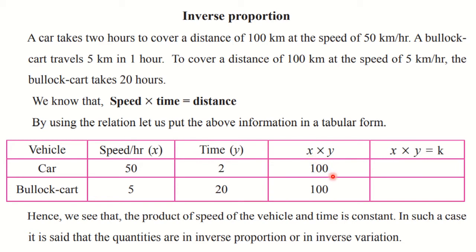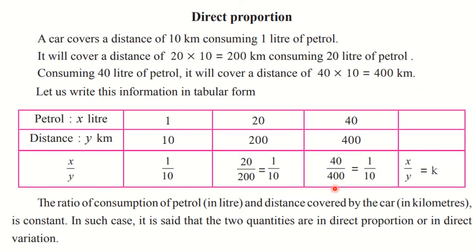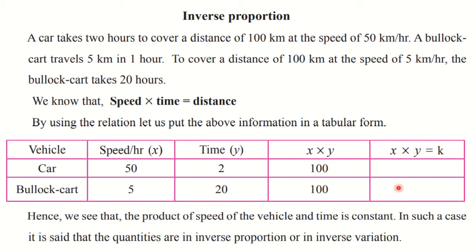So in this case the product remains the same. In case of direct variation, the ratio remains the same, and in case of inverse variation or inverse proportion, the product remains the same. That means in case of direct variation, you have seen previously x upon y is equal to k, and in case of inverse variation, x into y is equal to k. So here the product remains the same. The product of speed into time is constant. Such variation is called inverse variation or inverse proportion. This you have already studied in lower standard. This was only the revision for you.